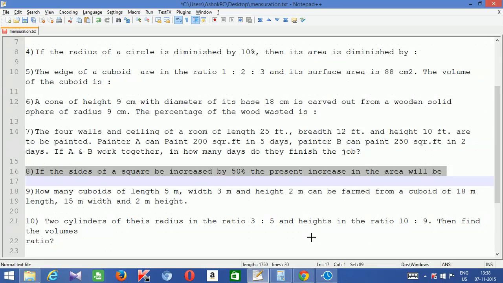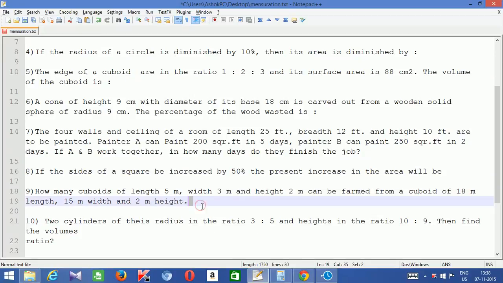Alright? So now move to the 9th one. How many cuboids of length 5 meter, width 3 meter, height 2 meter can be framed from a cuboid of 18 meter length, 15 meter? So you have a bigger cuboid and you're going to cut small cuboids out of it.